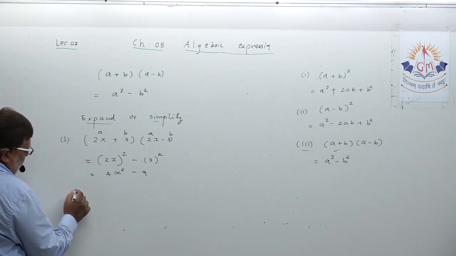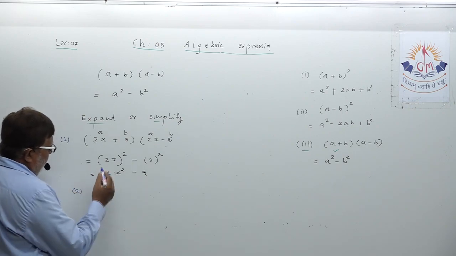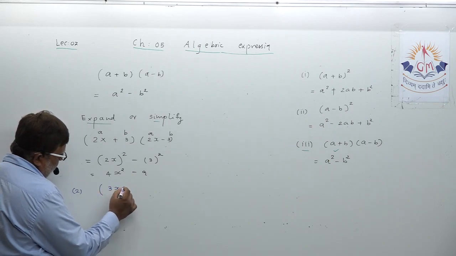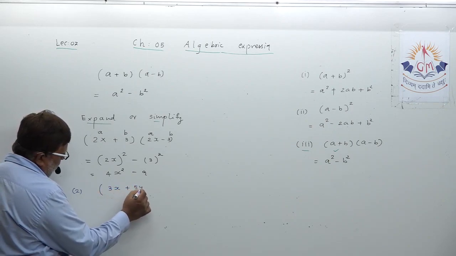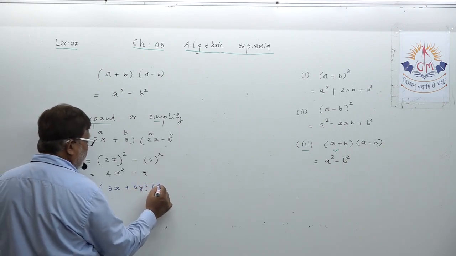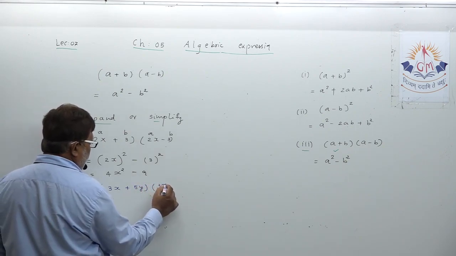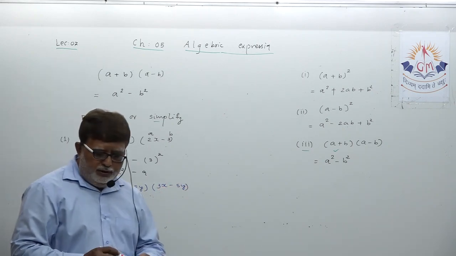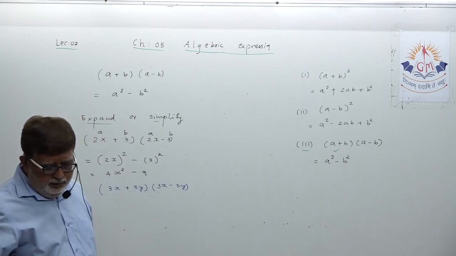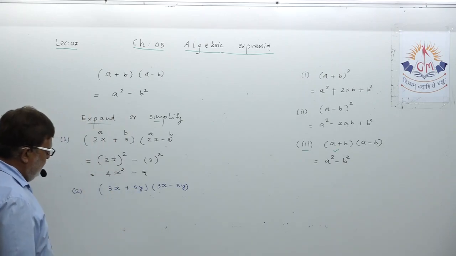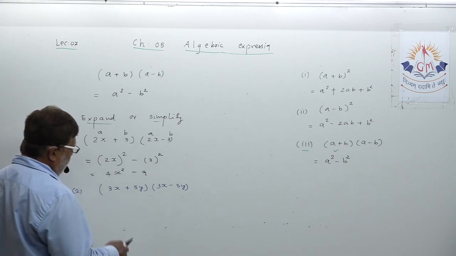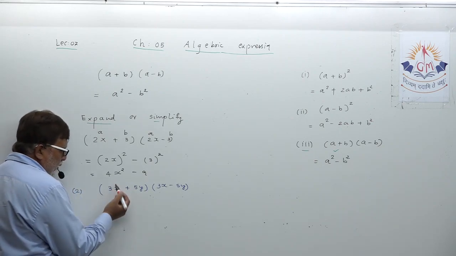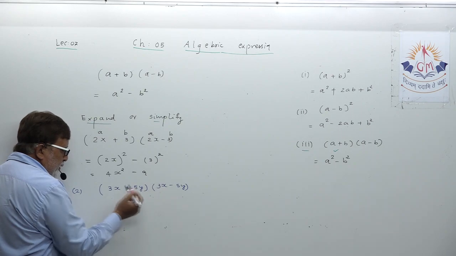We want to practice few more examples of the same type. Suppose, dear student, it is like this: 3x plus 5y into 3x minus 5y. Two brackets having similar terms, a plus b into a minus b. Similar terms, just a difference of the sign. Here is plus sign, here minus.